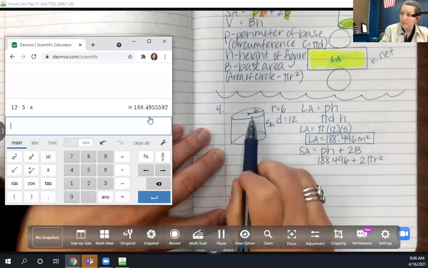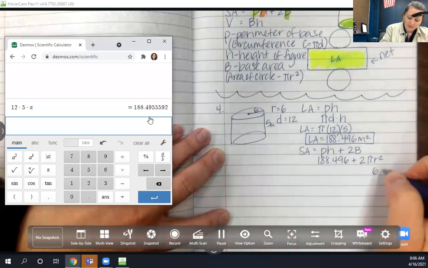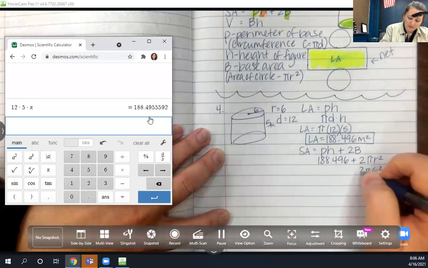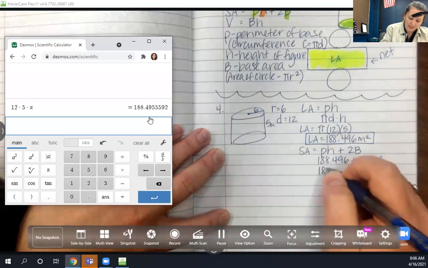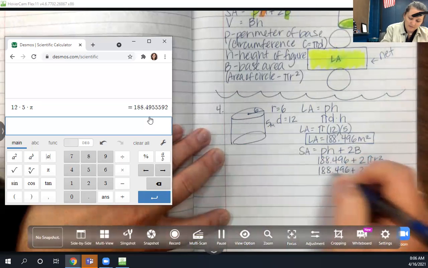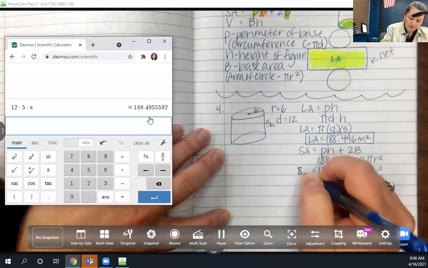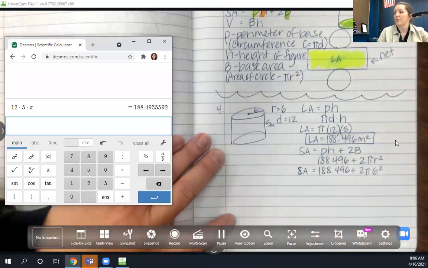My radius, looking back at my question, is 6. 6 squared pi 2 plus 188.496 gets me my surface area. That was supposed to be an S. So I'm going to multiply my 2 and my 6 squared. You got to do that first, right? 6 squared is 36 times 2 times pi.